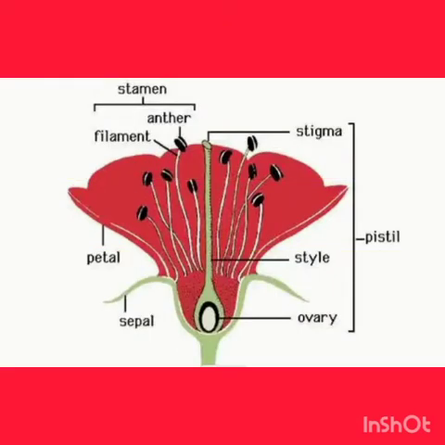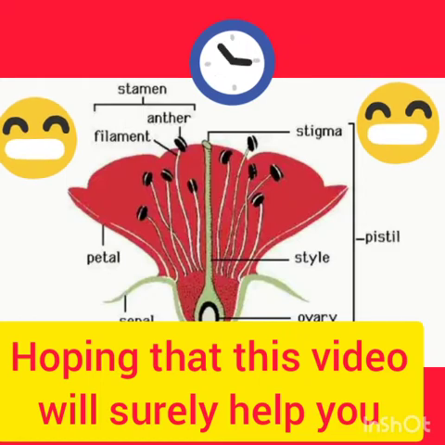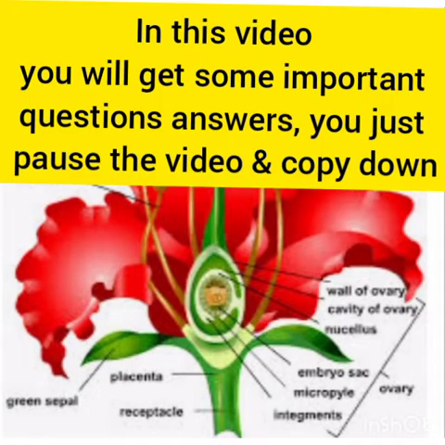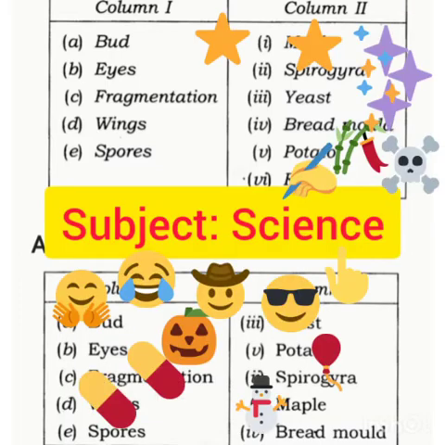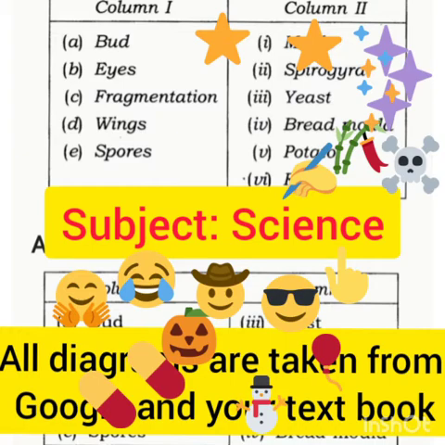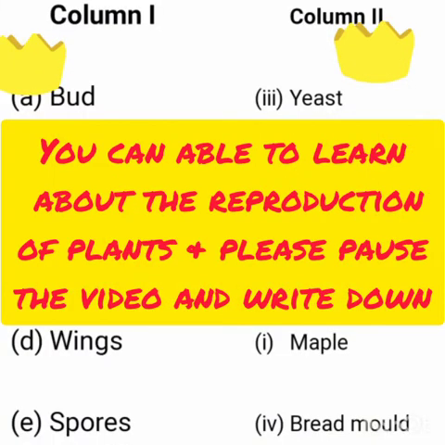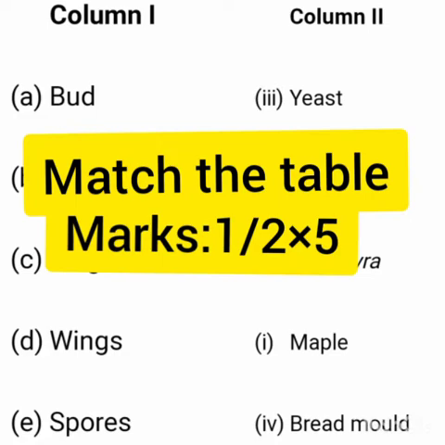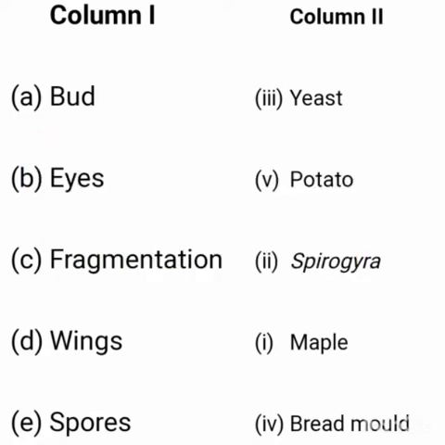First question is match the column. So I have solved this one here. Just pause the video and copy down this one. The first question is from bud each, ice, potatoes, fragmentation, spirogyra, wings, maple and spores, bed mold.